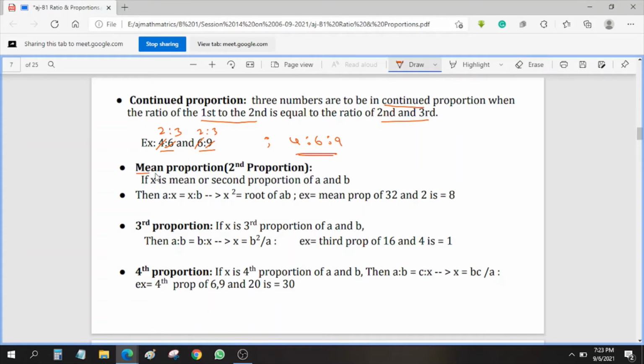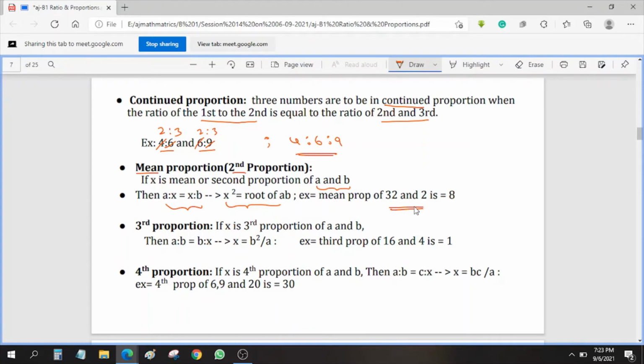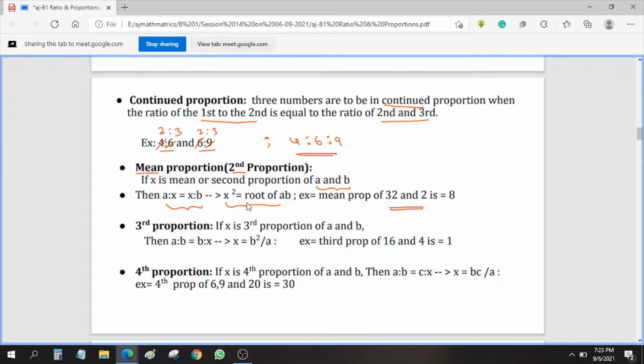Now when it comes to mean proportion, we can also call it the second proportion. If x is the mean proportion or the second proportion of a and b, then the formula will be x squared equals ab, so x equals root of ab. So how do we find the mean proportion? You will get questions like this: find the mean proportion of 32 and 2. The formula is x squared equals 32 into 2, that is root of 64, which is 8.